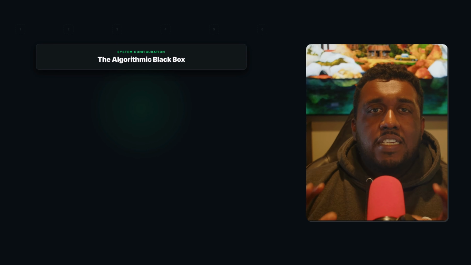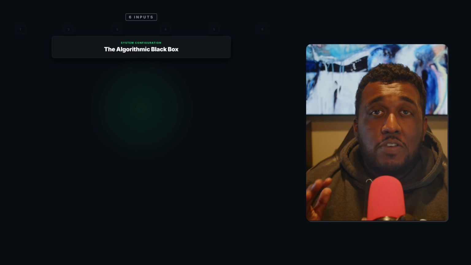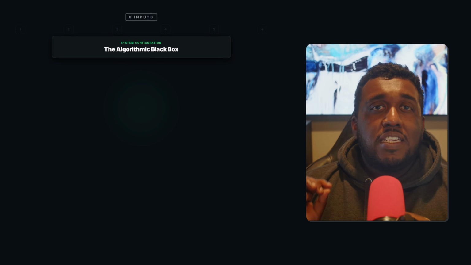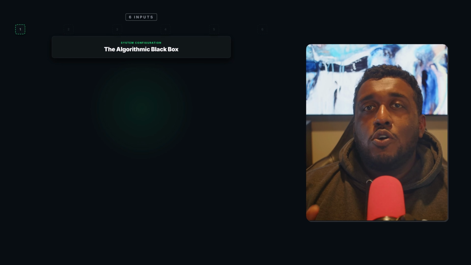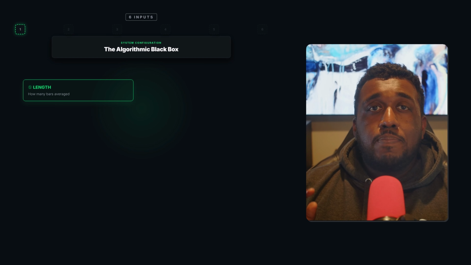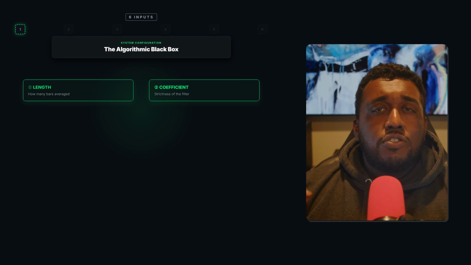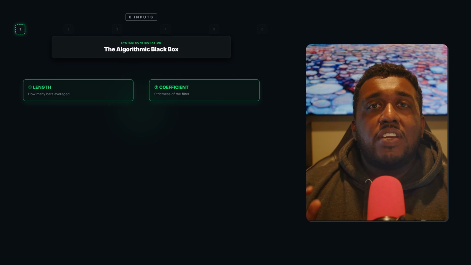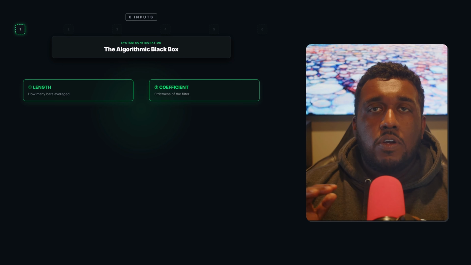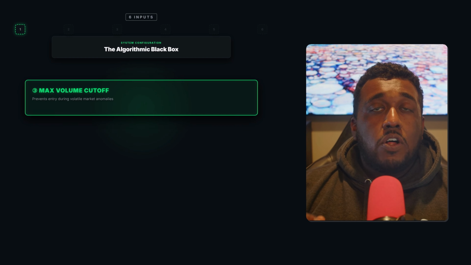All right. To make sure we get the most out of that data, we have to understand how this indicator actually has 6 different inputs, and almost nobody touches more than one of them because they don't know what they mean. So there's going to be your length. That's how many bars you're going to be averaging. There's going to be the Coef, coefficient, which is how strict the filter is about what even counts as a real price move. What are you actually looking at? Does it actually matter? And then there's going to be the max volume cutoff.